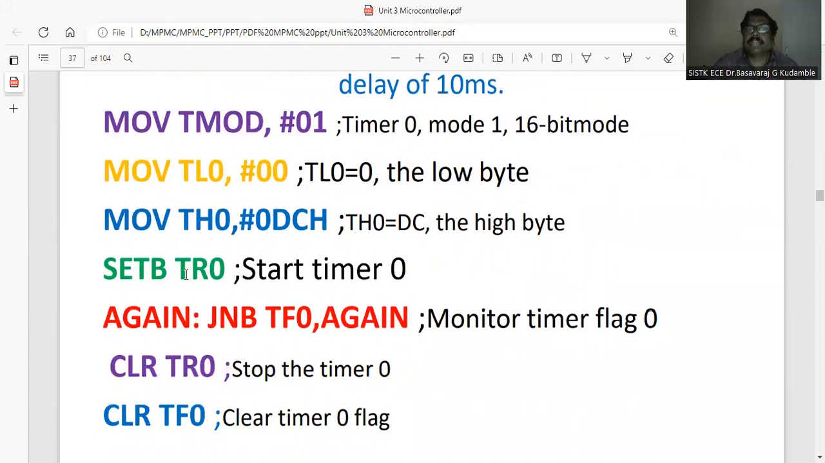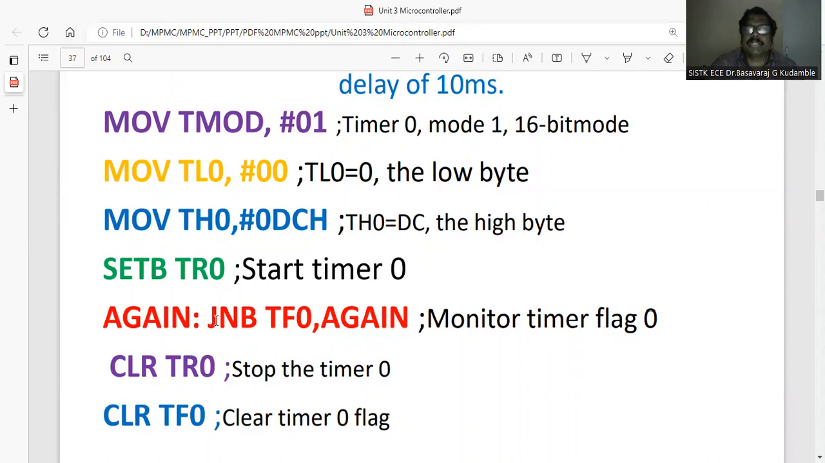Now start the timer. SETB TR0 means start the timer. The timer starts functioning, counting every clock pulse and incrementing the value. The starting value will be DC00. The next value will be DC01. For every clock pulse it increments. Whenever it reaches FFFF, it will go to 0 and then overflow will occur.